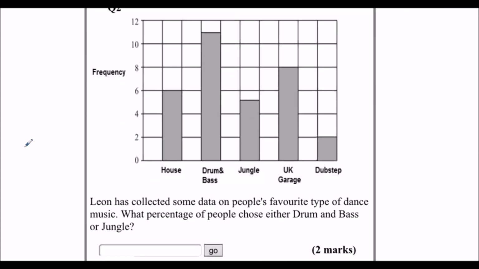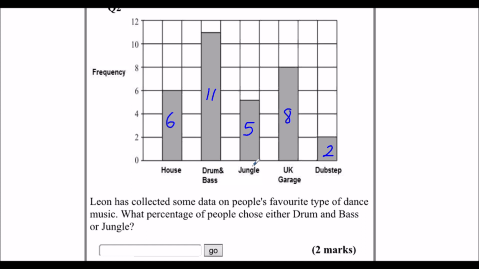Question 2. Leon has collected some data on people's favourite type of dance music. What percentage of people choose either drum and bass or jungle? So let's have a look at how many each one is. So house is 6 people. Drum and bass is 11 people. Jungle is 5 people. UK garage is 8. And dubstep is 2.